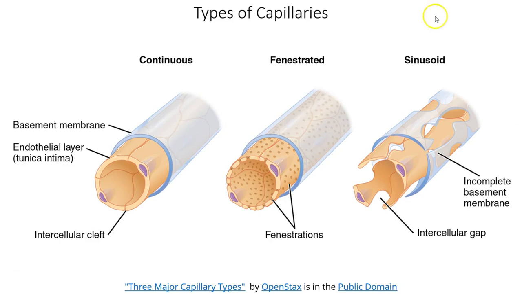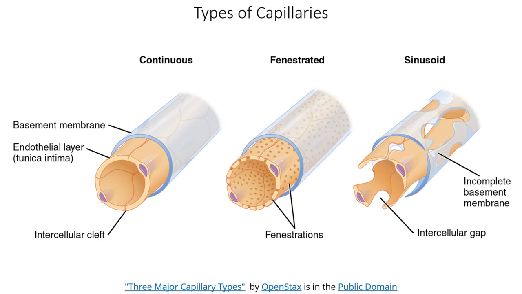And then our third type, the sinusoid capillaries over here. As you can see, they have big gaps in between the cells, and the basement membrane isn't even complete in these. These are the least common type of capillary, but they are the most permeable. These are going to be kind of flattened capillaries. We've got lots and lots of gaps, so very, very permeable here. This makes them kind of look like Swiss cheese a little bit.